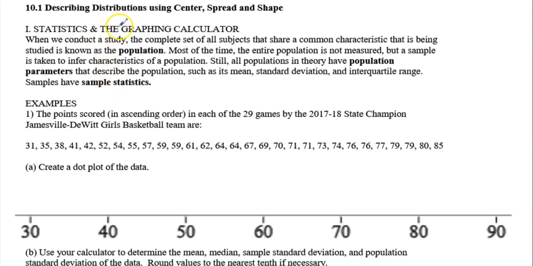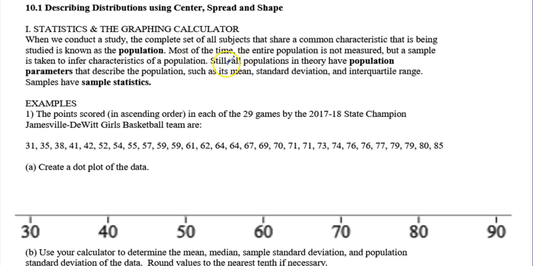So let's go back and look at this introductory paragraph real quick. In this case, we have a set of objects or subjects that share a common characteristic that is being studied. Okay, so that is the population. Most of the time the entire population is not measured. It's just not practical, right? We can't take all the fish out of Onondaga Lake in order to find out characteristics of fish in Onondaga Lake. So instead we take a sample, and then we can infer characteristics about that population.